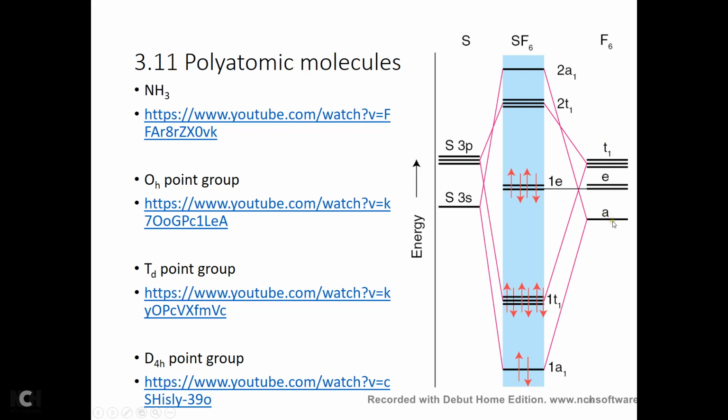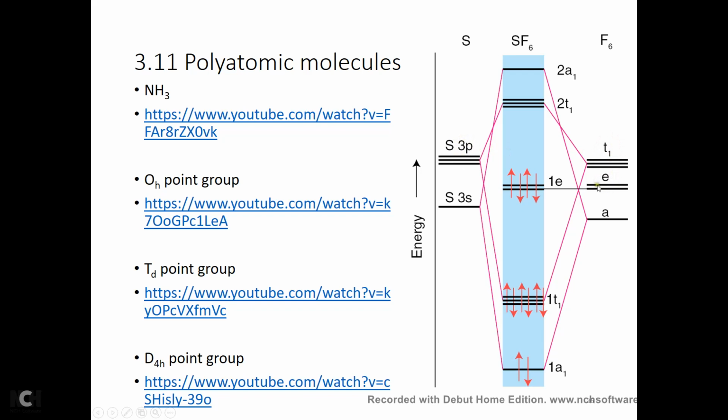This A1g symmetry is completely symmetric with respect to all symmetry operations. So basically it's just all six fluorines in the same phase. It may interact with the 3s orbital of sulfur. This is T1u. U means anti-symmetric with respect to the inversion center. It may interact with the T1u orbitals of sulfur. That's the 3p orbitals. So this T1u interacts with T1u.